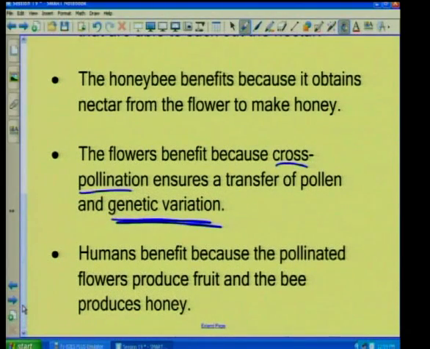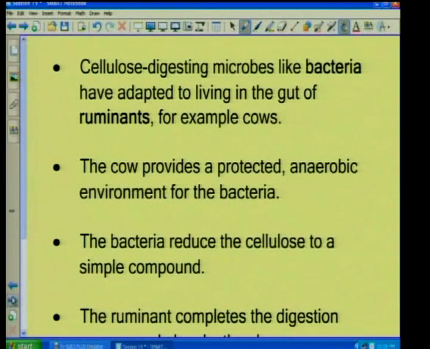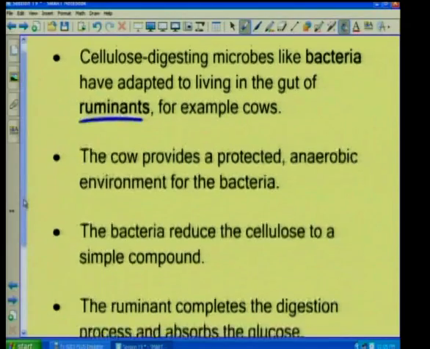Humans benefit because the pollinated flowers produce wonderful fruit, and the little bees are happy because they get honey. Okay, people, you've also got cellulose digesting microbes like bacteria, and they live in the guts of ruminants. Now, your ruminants would be cows, for example, sheep, etc. The cows provide a protected area to live in, and you've got an anaerobic environment for the little bacteria.